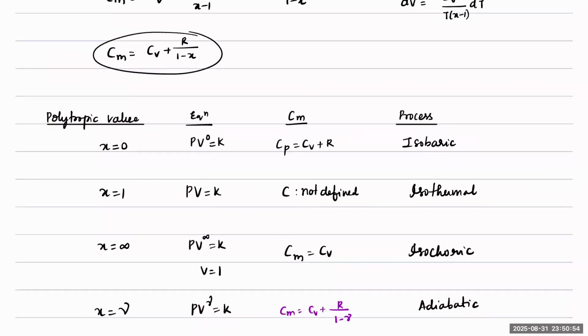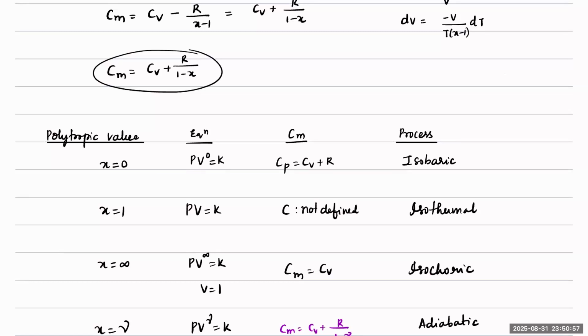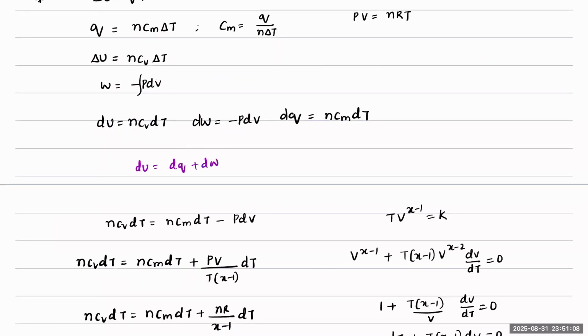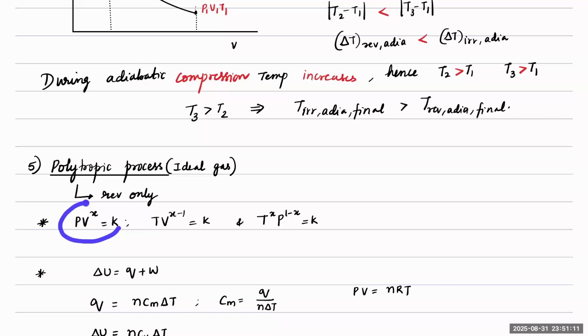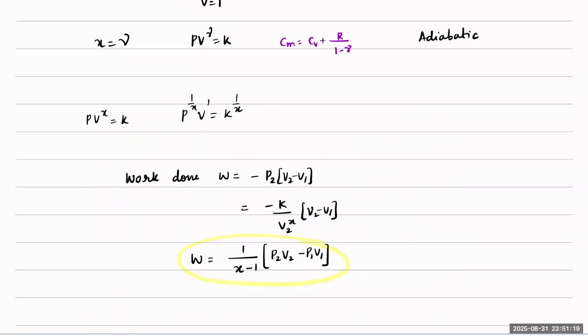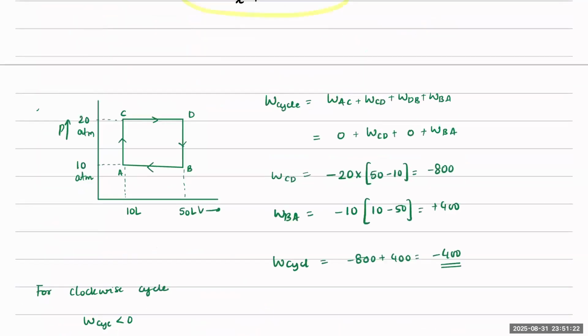So basically, we are trying to figure out some kind of a generalized process, and it should be a reversible generalized process where we can have these kind of equations valid. That is PV raised to power of x, TV raised to power of x minus 1, and this one. I suppose this part is clear, everybody. Now, if you ask me what kind of questions can be asked here from the polytropic process, let me give you one question before we go further.